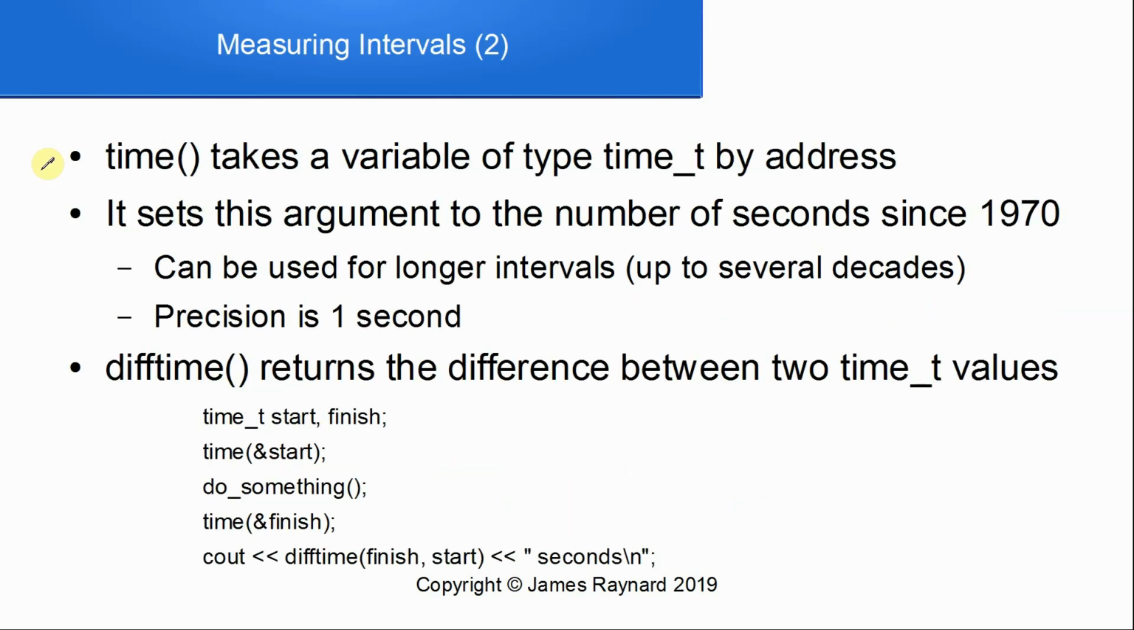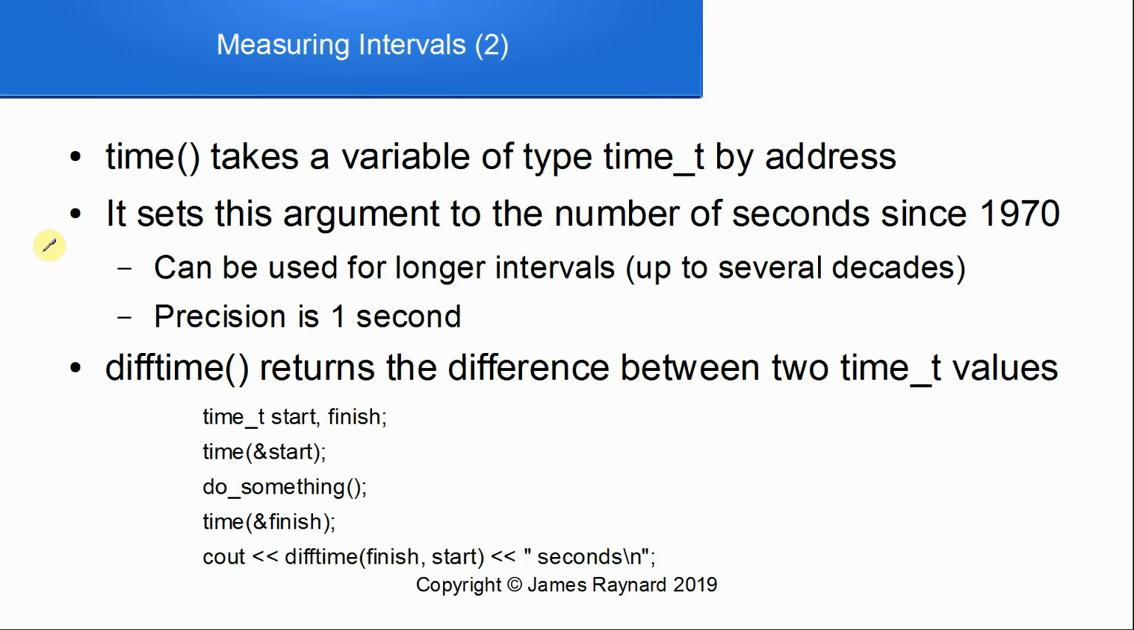So that's how we measure short intervals. What happens if we want to measure a long interval? In that case, we can call a function called time. This takes an argument which is a variable of type time_t, and it takes it by address. It'll set this argument to the number of seconds since the 1st of January 1970. I'm not sure what exactly happened on New Year's Day 1970, but it was obviously very memorable for the person who wrote this function.